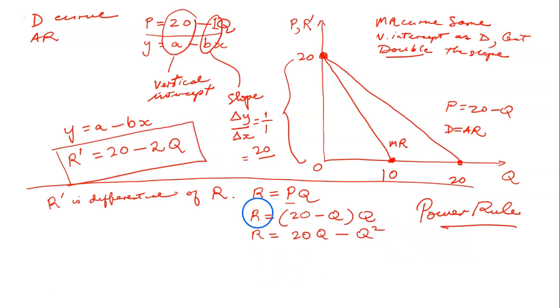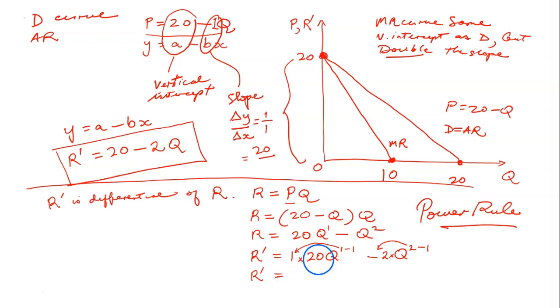All right, so here's how we do that if you're not familiar with it. R prime, this is our marginal revenue, is 20 times Q to the power of 1, and we take that power of 1, put it down here, 1 times 20Q, and we minus 1 from the power. And we've got minus Q squared. Take the power, put it down here, 2 times Q, and minus 1 from the power. And that should give us, fingers crossed, our marginal revenue equation.